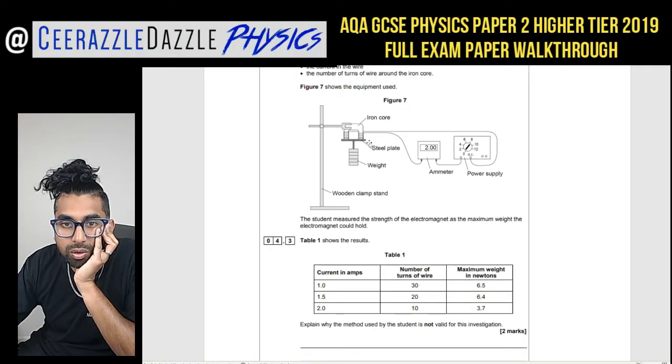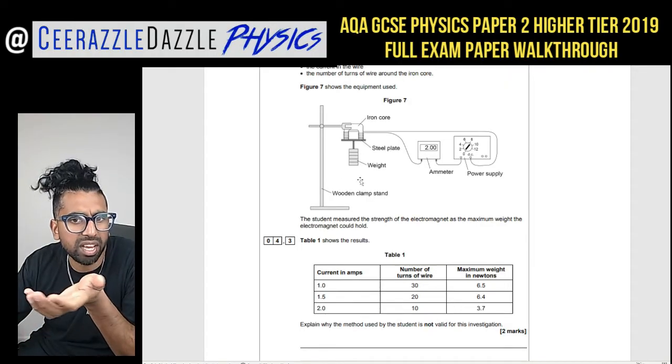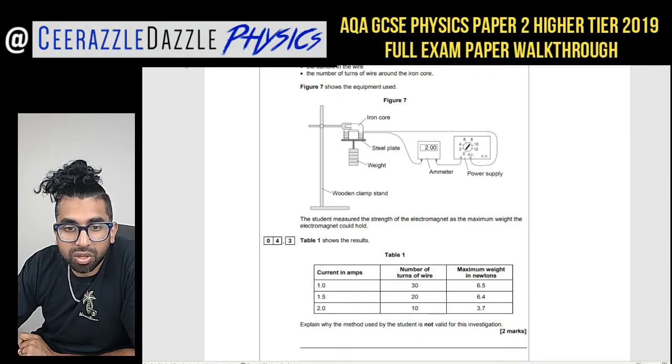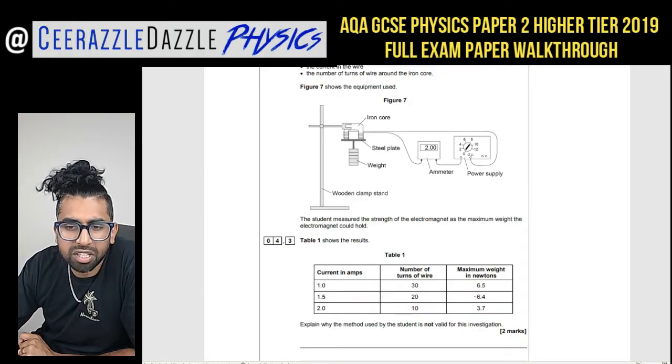So look, iron core, steel plates, the weight over here, ammeter and the power supply. Hopefully you can see that. The greater the current here, the more it can attract this steel plate, and therefore the more weight it can hold. The student measured the strength of the electromagnet as the maximum weight the electromagnet could hold. There we go, so we've got a table here: current increasing, number of turns increasing, and the maximum weight it can hold in newtons.